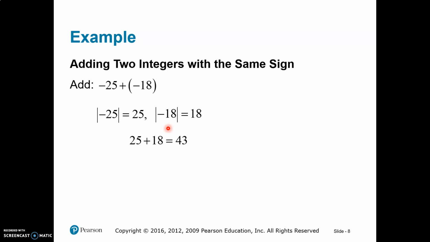So 25 plus 18 is 43. Since both are negatives, the answer is negative, so negative 43.